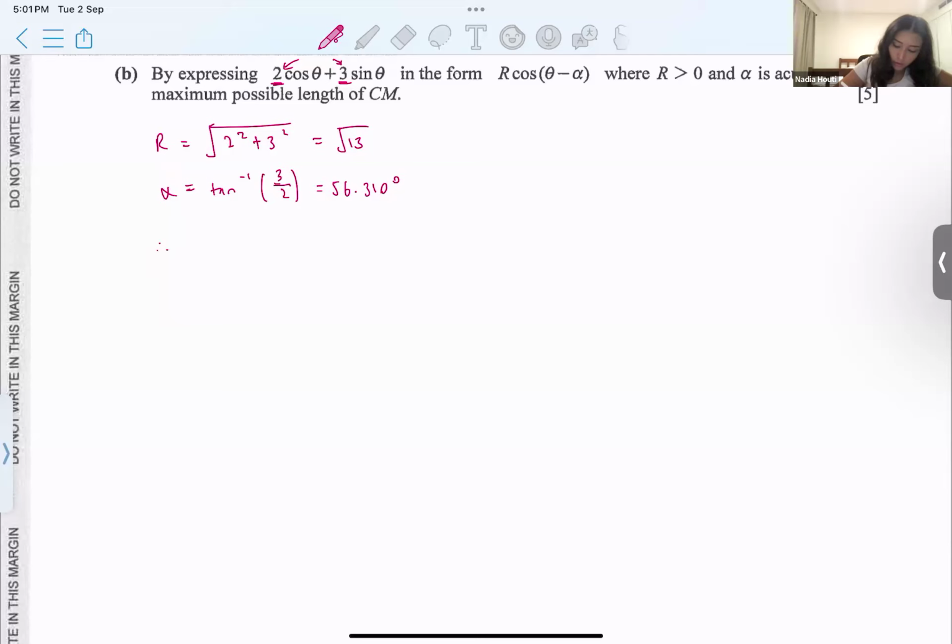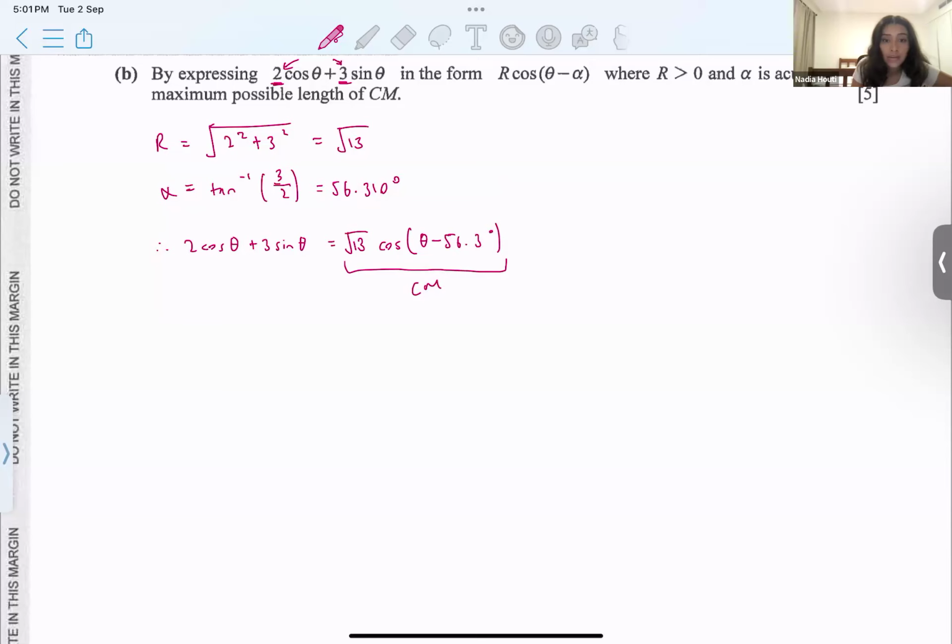So therefore, 2 cosine theta plus 3 sine theta is equal to square root 13 times cosine of theta minus 56.3 degrees. I'm just going to leave it to 1 dp because this is the final answer. And find the maximum possible length of CM. So this expression is basically the length of CM, right?